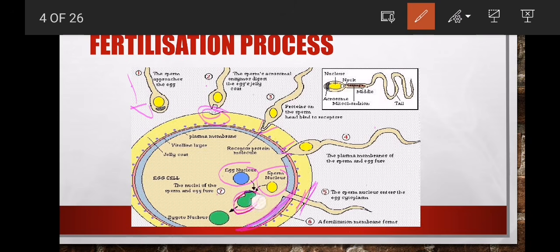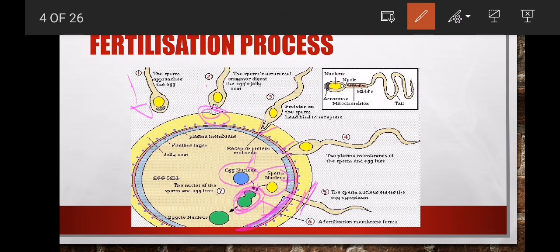Then they will fuse together to form, now it's this one, we said it's haploid. When they fuse together, they form what? A diploid. Hence we have a zygote now. Then the zygote will develop into an embryo, from an embryo to a fetus, which is the part that we'll talk about when we look at what? At gestation.